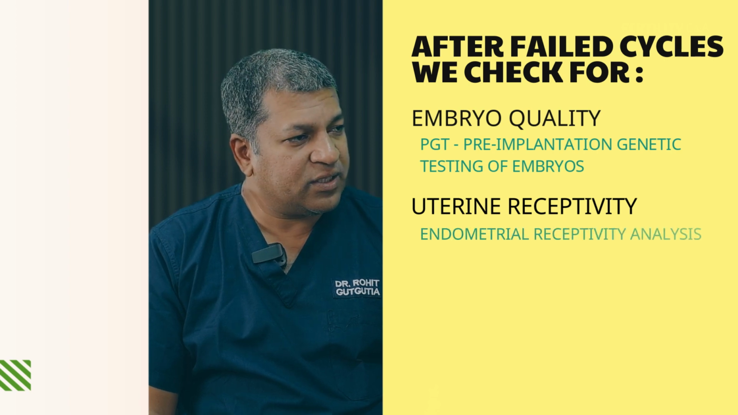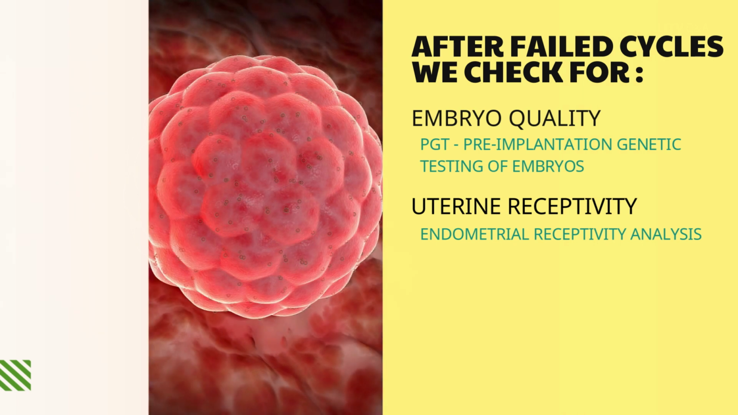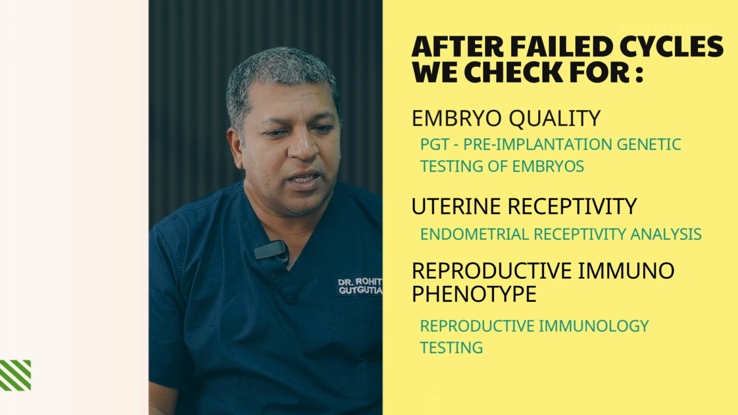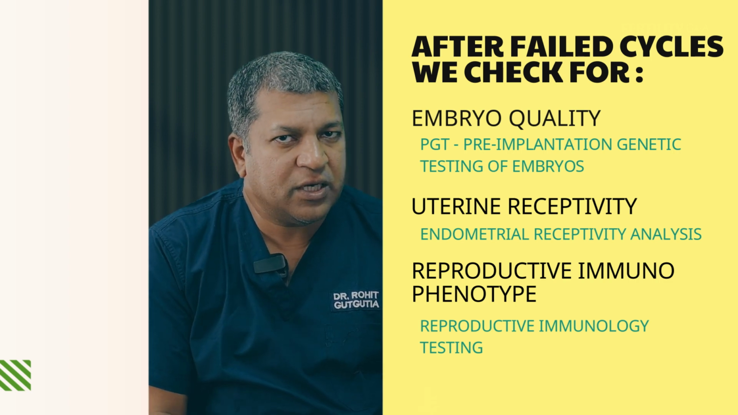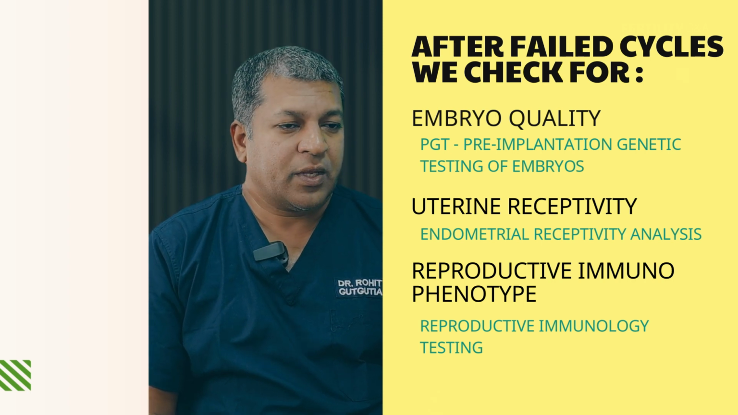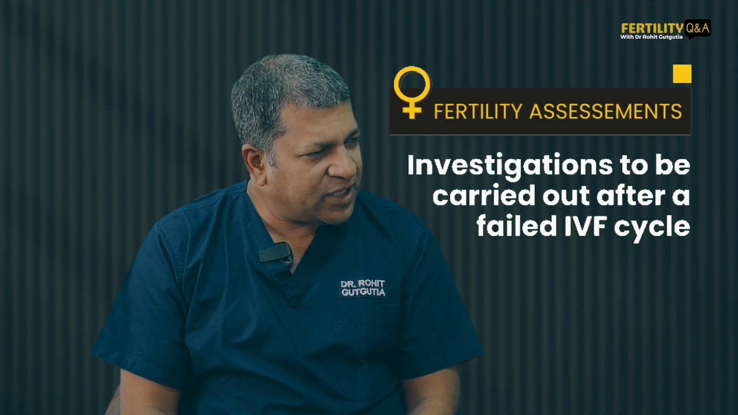So there is a test to check the embryos called PGT, or pre-implantation genetic testing of the embryos. Then we need to check whether the womb is receptive or not, and there is a test called endometrial receptivity analysis. That's a test to find out if the womb lining was receptive at the time of embryo transfer or not. Then again, there are tests which try to find out whether the female partner is immunologically healthy or not, whether she is in a situation where she can carry a pregnancy without harming the pregnancy itself in any way or not. So these are specialized tests.